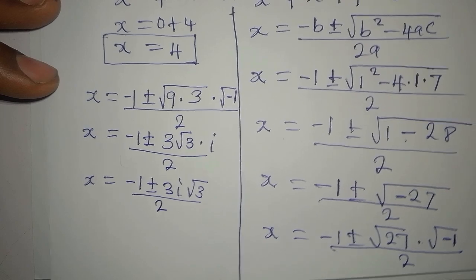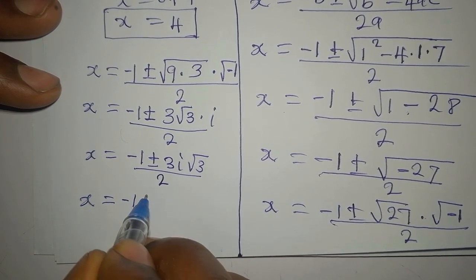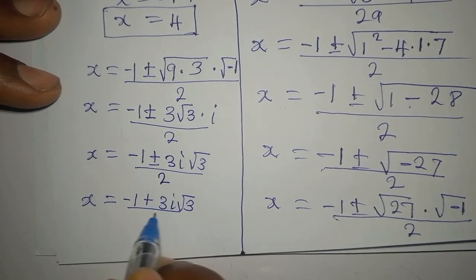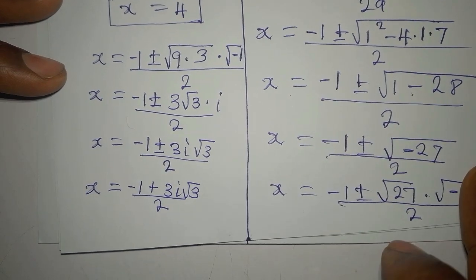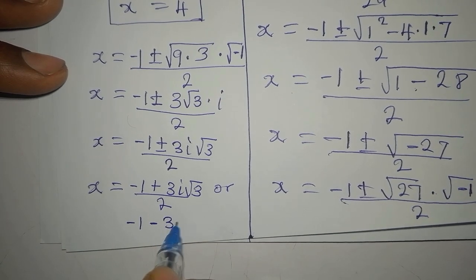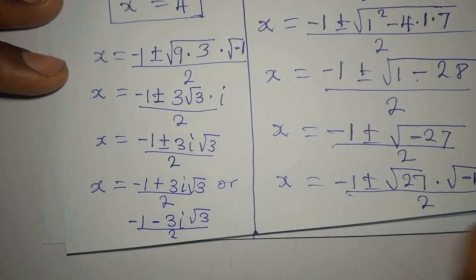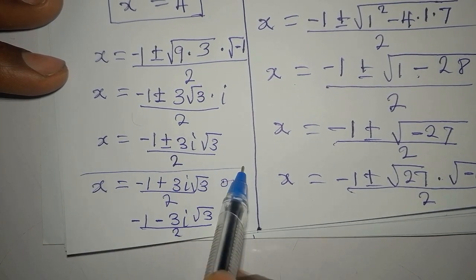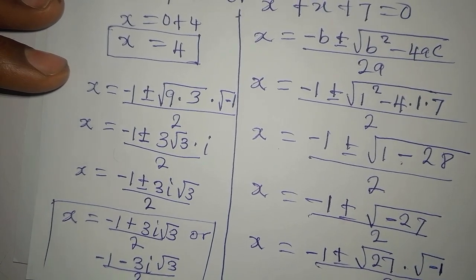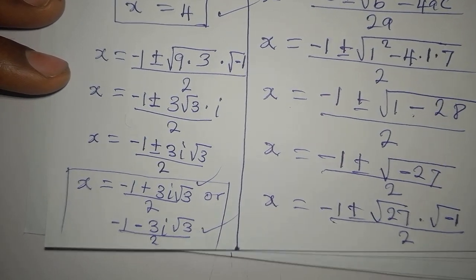So now what should we do? From here, our x will be equal to (−1 + 3i√3)/2, or we have (−1 − 3i√3)/2. So from here we have two additional solutions to the equation, and remember that we had one before. So this is the first solution, the second solution, and the third solution.